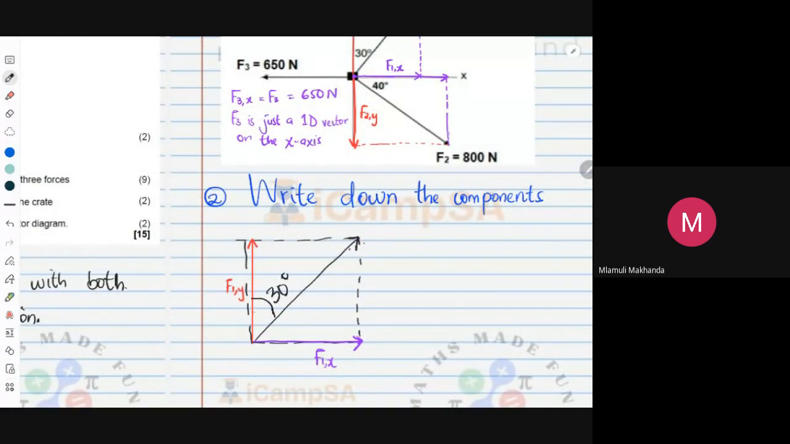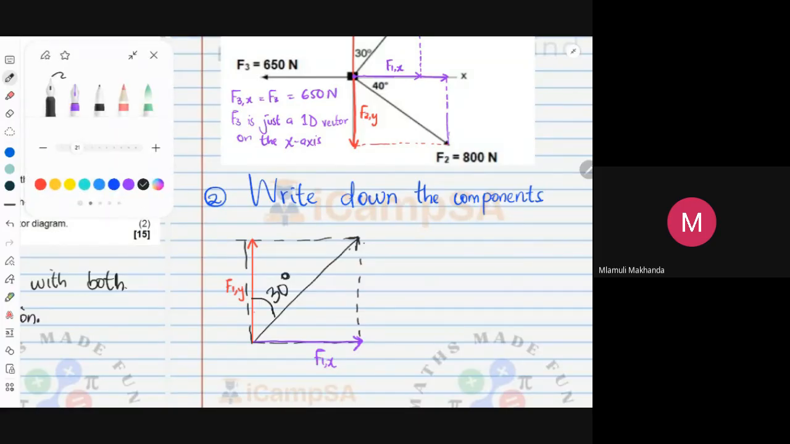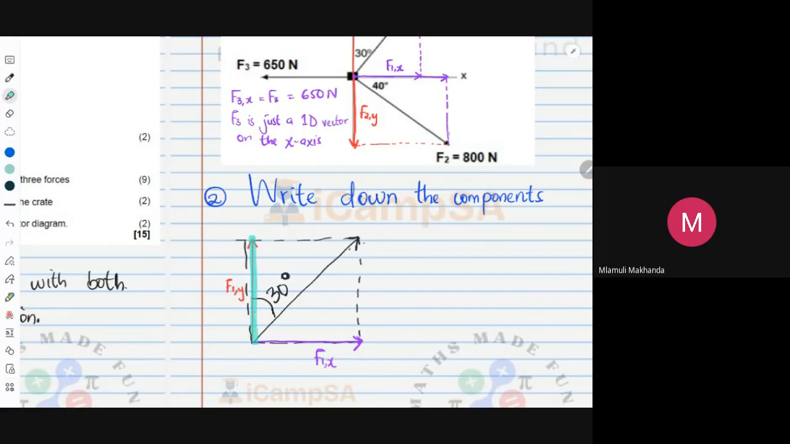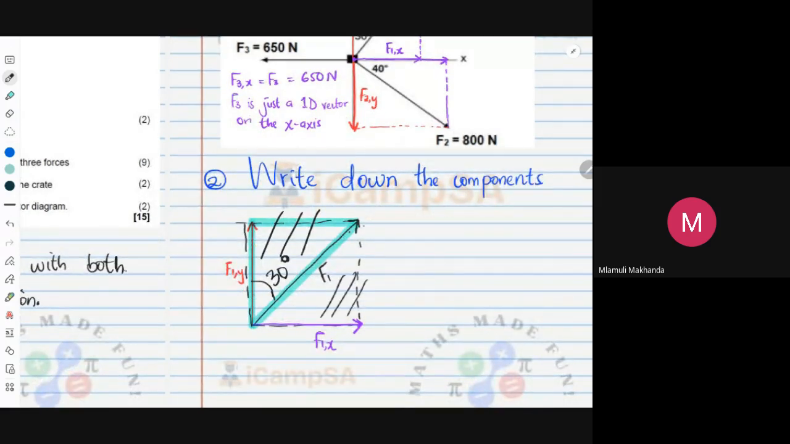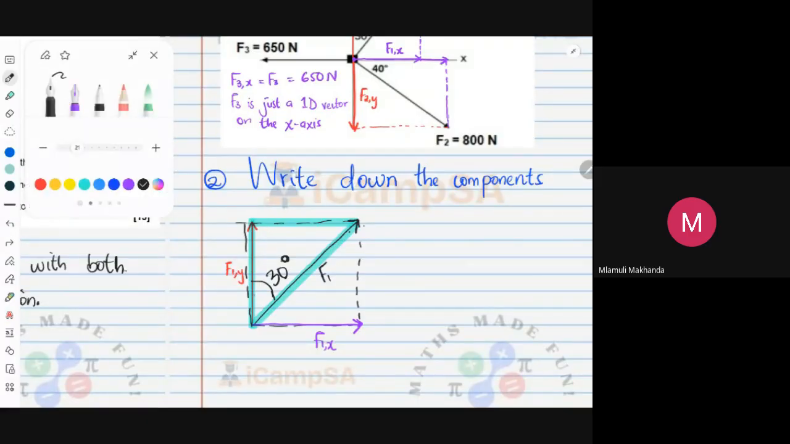Now, I want you to notice something. And I think I mentioned this before. This right here, this thing, that thing, and that thing, that is a right angle triangle. And of course, this arrow we said is F1. So in this right angle triangle, this side of it and that side of it are the same thing. So what this means is we have a triangle that has F1x here as well.